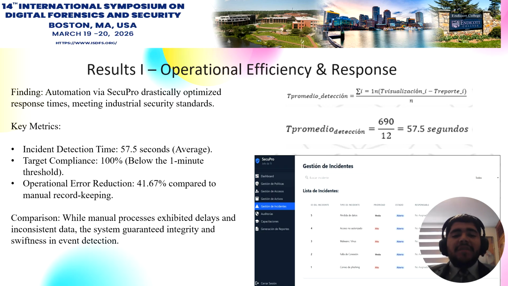Results 1. Operational efficiency. The first set of results focuses on operational efficiency and response time. After implementing the SecuPro platform, the average incident detection time was reduced to 57.5 seconds, meeting the target of maintaining response time below 1 minute. Additionally, the system achieved a 41.67% reduction in operational errors compared to the previous manual processes. These results demonstrate that the automation of security management processes significantly improves efficiency and reliability in organizational operations.